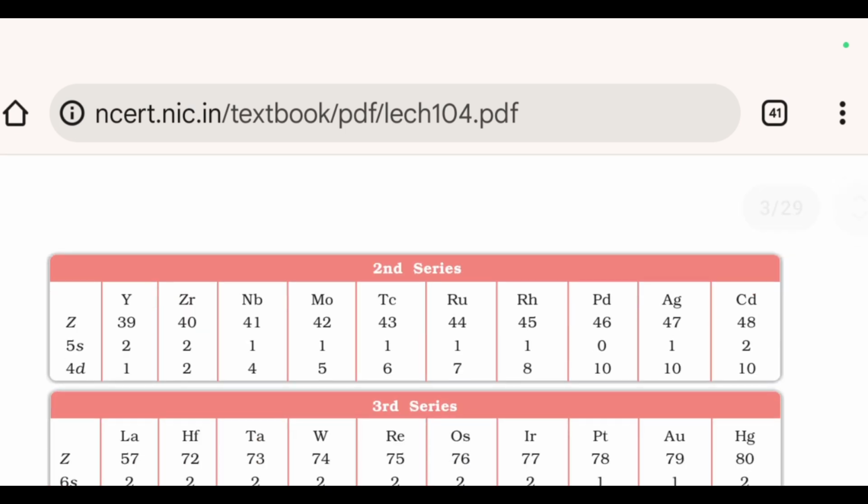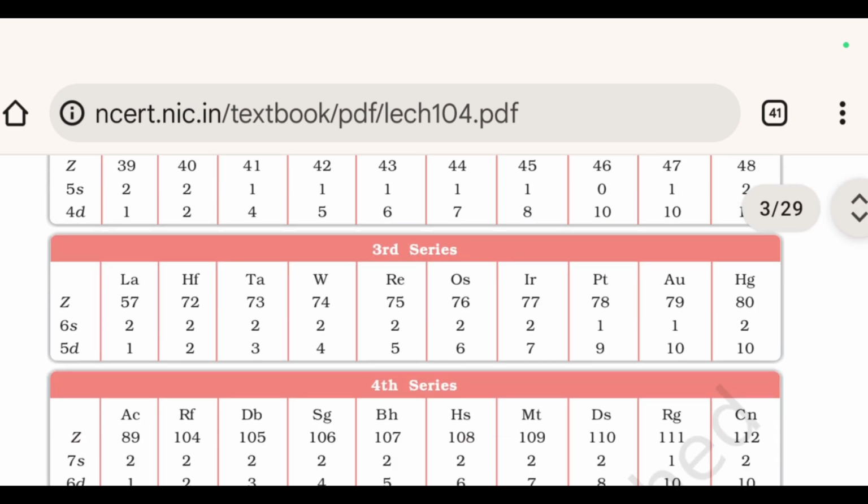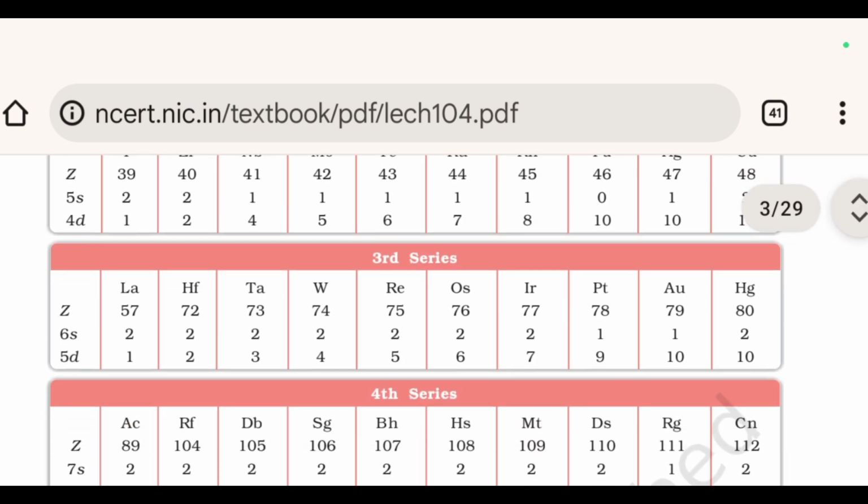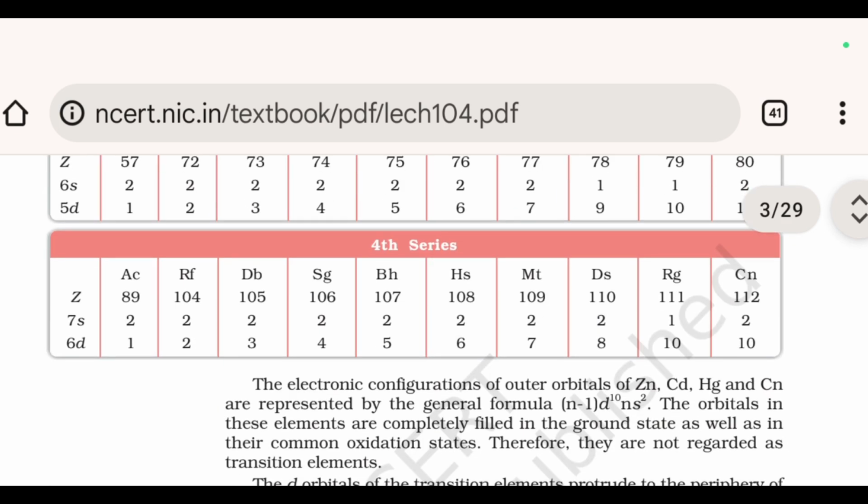And for the 4d series, it is yttrium, zirconium, niobium, molybdenum, technetium, ruthenium, rhodium, palladium, silver and cadmium. So these are the configurations.